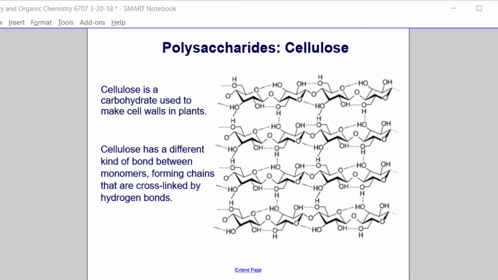Finally, cellulose. Cellulose is a carbohydrate used to make cell walls in plants. Cellulose has a different kind of bond between the monomers, and that bond forms chains that are cross-linked by hydrogen bonds. So you can see here all of these hydrogen bonds between, okay? All those hydrogen bonds are what form that cross-linking and chains of the monomers.